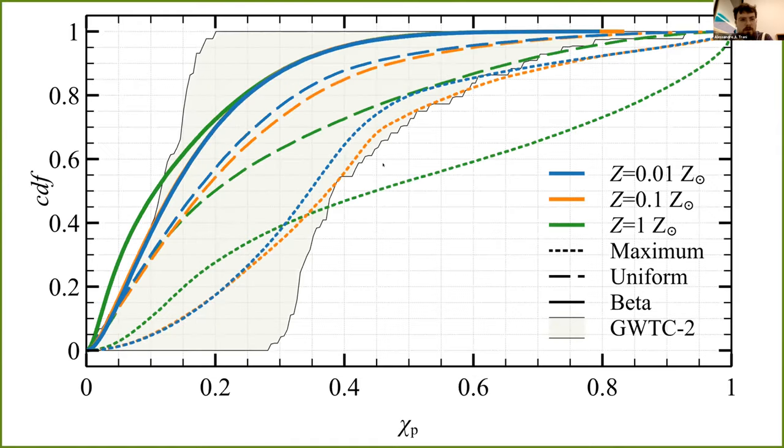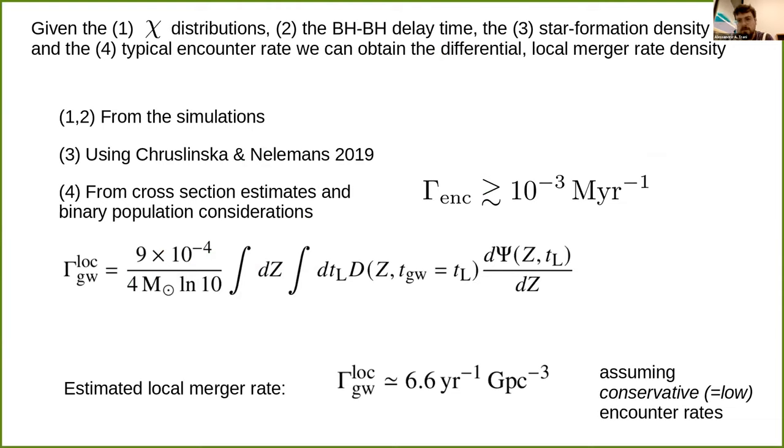But in any case, this kind of plot is just a very rough comparison, because we include separate metallicities, but what we receive on Earth is a combination of binaries of different metallicities, and this of course will depend on the star formation rate as a function of metallicity and when these binaries were actually formed in the universe. So in order to convert these distributions into a merger rate that we can compare with the observations, we have to consider the star formation history. And we can do this through these equations here, which I won't go into detail about. We also need to estimate the encounter rate, because this model depends on three-body encounters happening at the core of star clusters. So we have to consider the encounter rate using, for example, simple cross-section estimates.